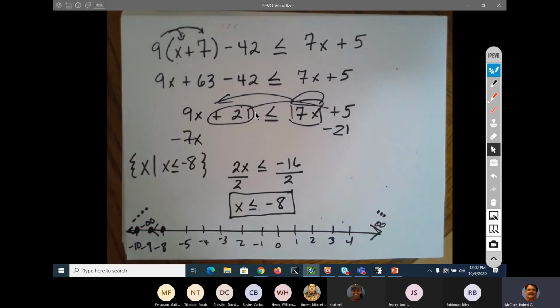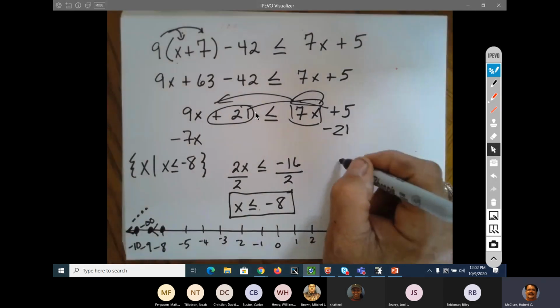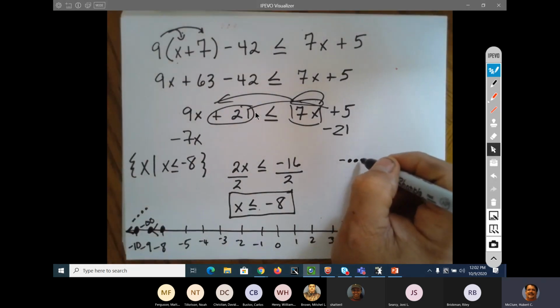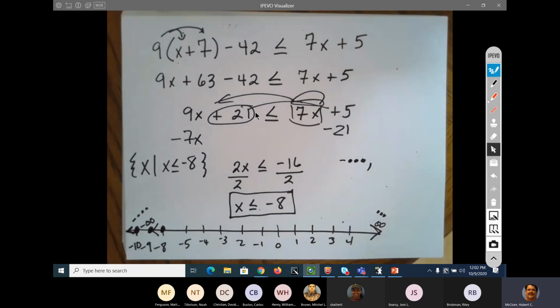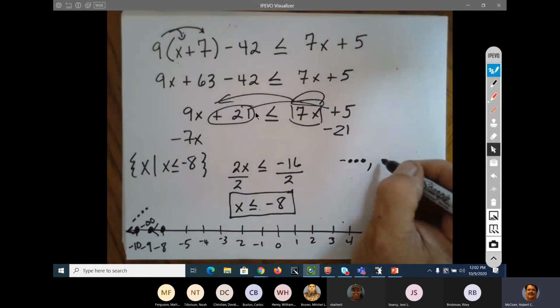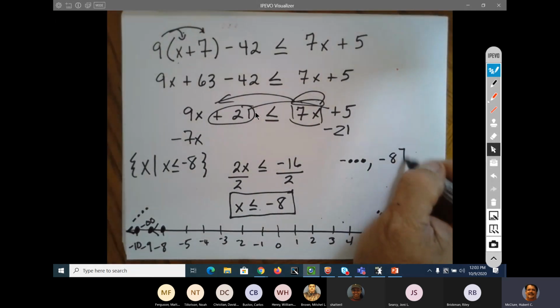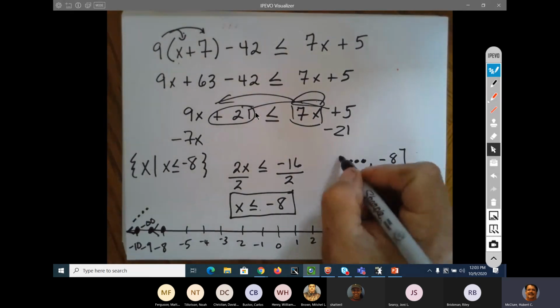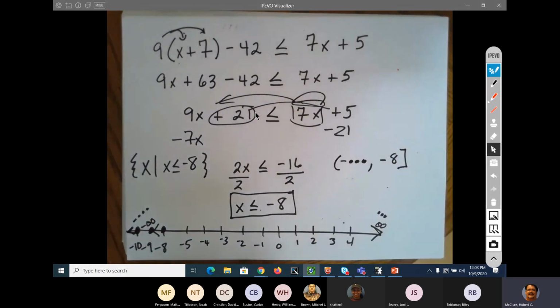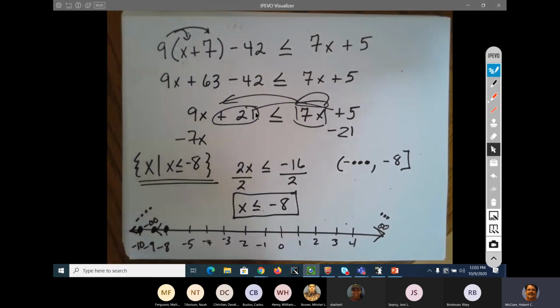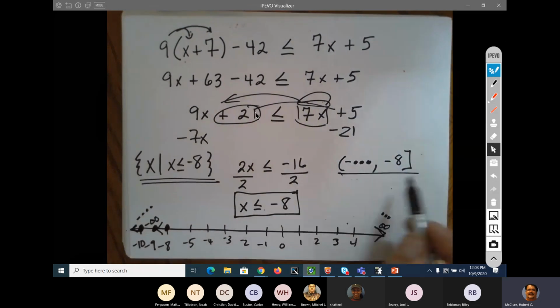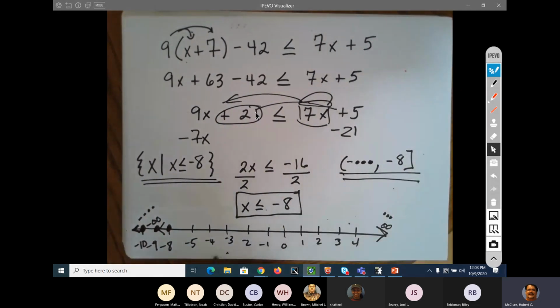Remember, we can't use negative infinity. So negative dot, dot, dot infinity, meaning negative whole numbers, all the way up to negative 8. And we do include 8, but we can't touch infinity. So this is set builder notation. This is interval notation. And this is the graph.